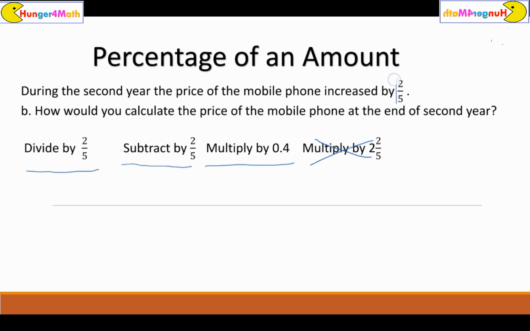If we are going to convert 2/5 in decimal, that is equivalent to 0.4. And out of this operation, we are going to multiply by 0.4 to calculate the price of the mobile phone at the end of the second year. So our answer is multiplied by 0.4.